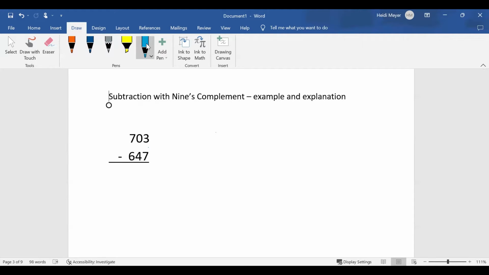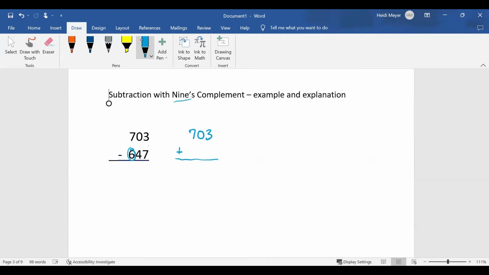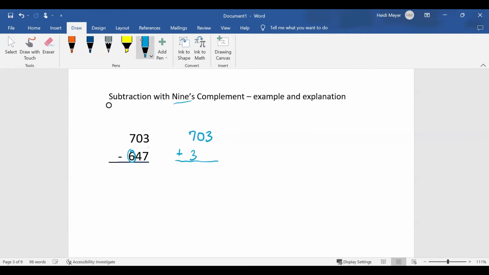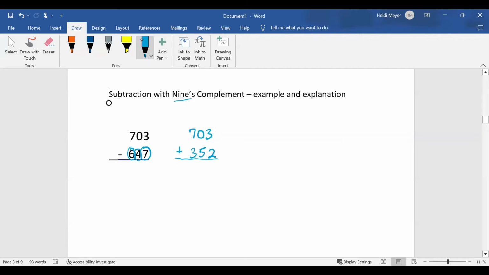So our first example is 703 minus 647. In order to do this subtraction using nines complement, we recopy the number on the top, which is 703. We change subtraction to addition, and then we're also going to need to change the second number in the subtraction problem. And the way we change this does have to do with 9. We're going to look at each digit and say, what is 9 minus that digit? So 9 minus 6 is 3. 9 minus 4 is 5. 9 minus 7 is 2. And that's my new number.